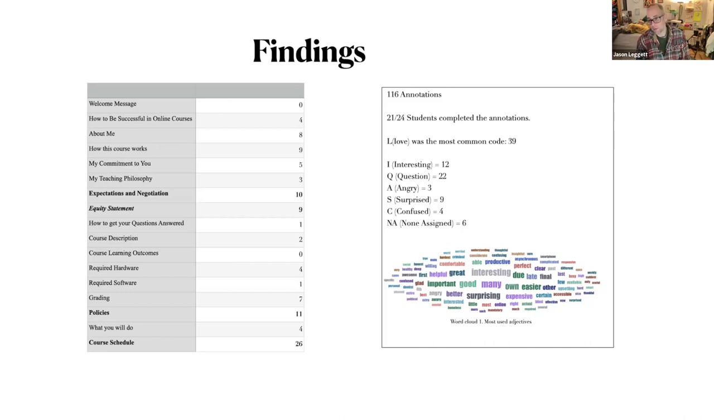And so it was interesting, right? You see, surprising, expensive. They're talking about the fact that they appreciate this was an open educational resource class, so they didn't have to buy an expensive textbook. They often used the word "helpful" or something of that nature to talk about how the explanations, especially in the policy section, were laid out. They also liked the organizing of the materials.